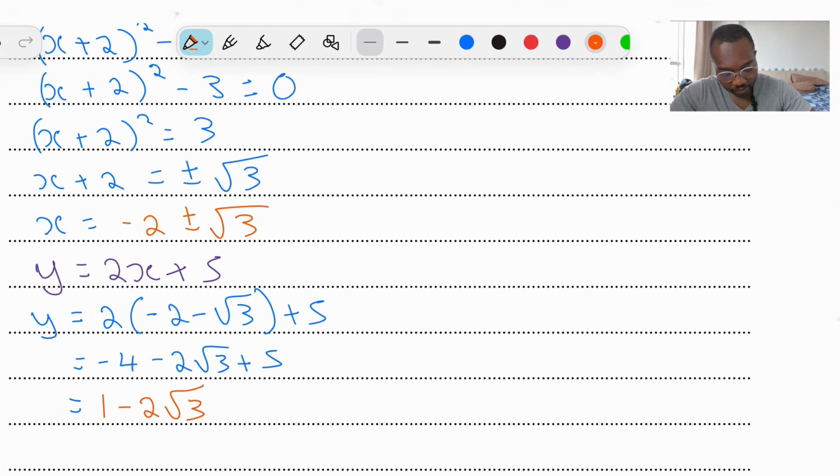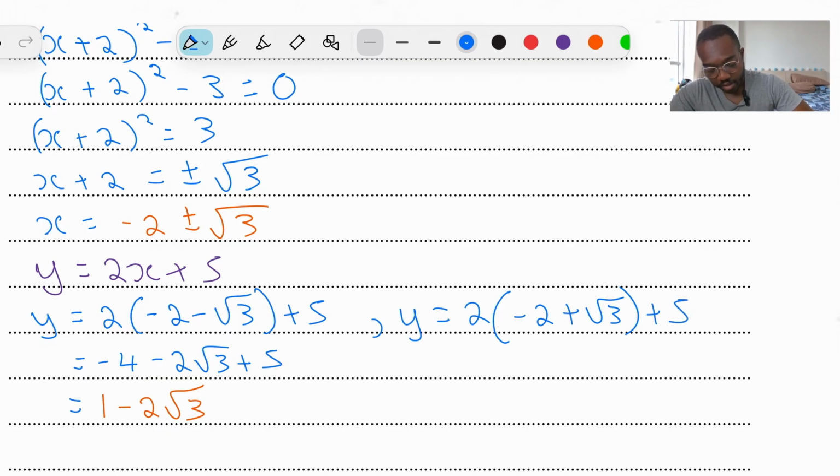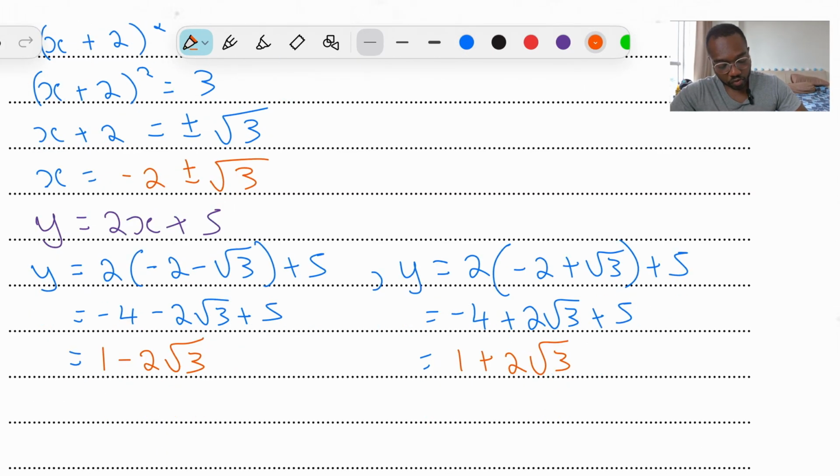And let's do the same thing for the positive value now. So y is equal to 2 times the other value, which will be minus 2 plus root 3, and that's still plus 5. And this would be minus 4 plus 2 root 3 plus 5. So we get 1 plus 2 root 3.